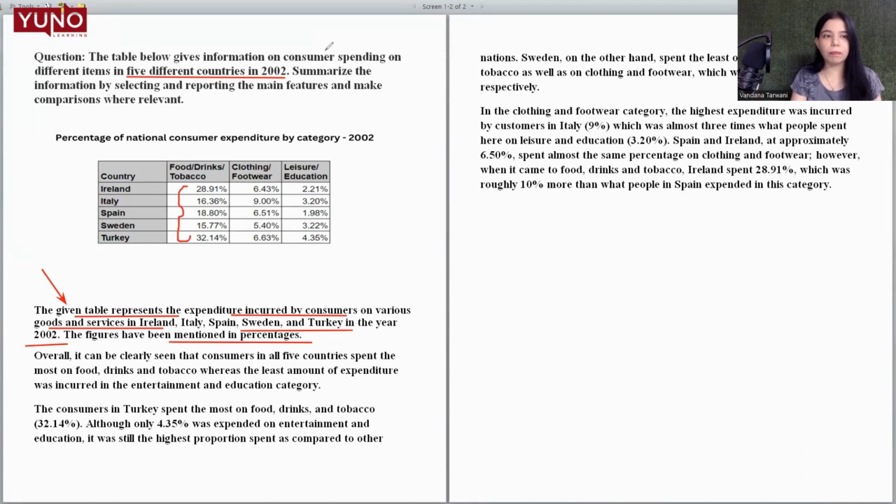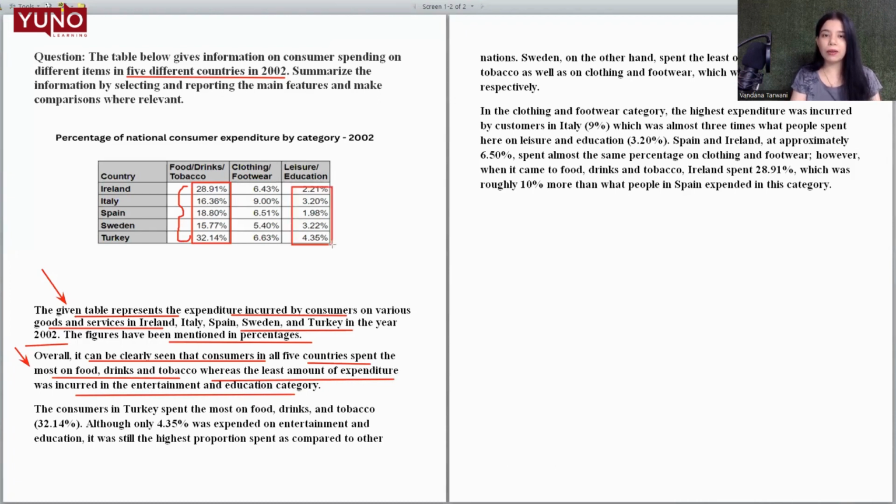Now comes the most important paragraph, the overview paragraph. Here we are highlighting the important features, but remember, we are not supposed to reveal any data in the overview paragraph. So let's take a look. We are saying it can be clearly seen that consumers in all 5 countries spent the most on food, drinks, and tobacco. That means the highest amount was expended on this category. So highest and lowest are your important points. And then we are saying that the least amount of expenditure was incurred in the entertainment and education category.